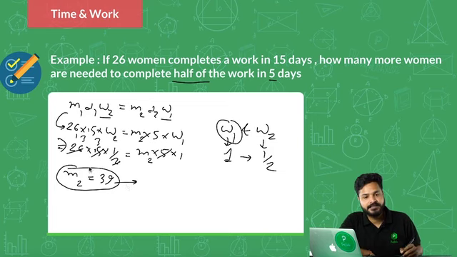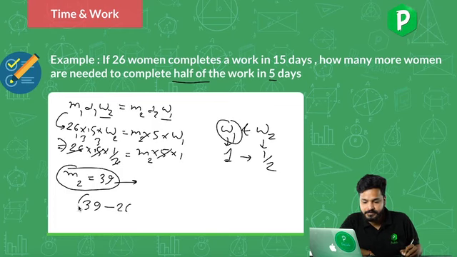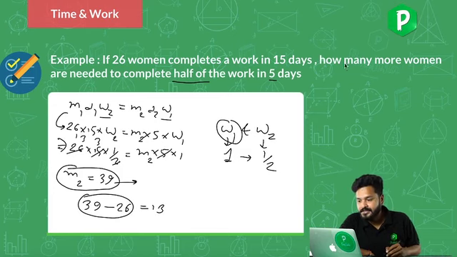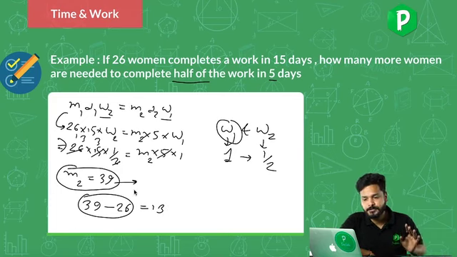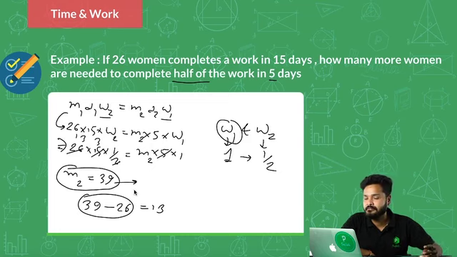Most of you people will answer that the answer is 39. But I would ask you to read the question again. This is not the answer. The answer is 39 minus 26, which is equal to 13, because the question says how many more women are needed. We already had 26, we need 39, so we have to add 13 more women, right? It is very important in time and work questions to read the question very clearly, because the question might be a little tricky and you may miss out the right answer though you have calculated everything correctly.